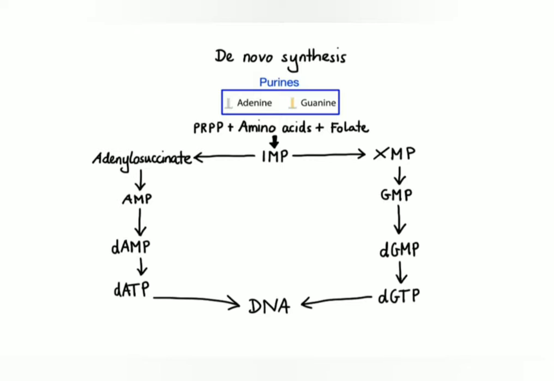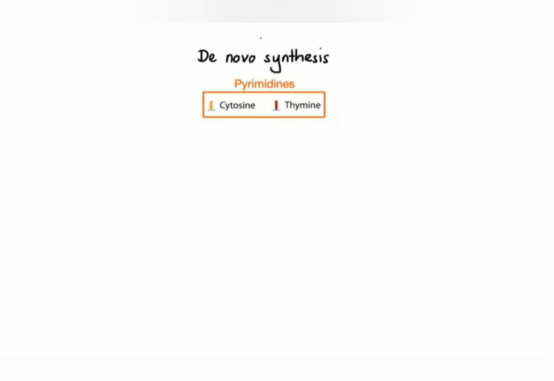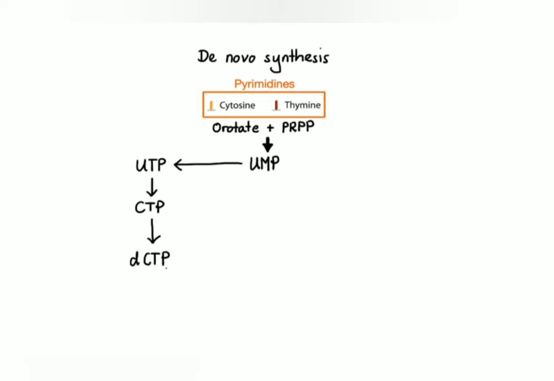Now let's take a look at the synthesis of pyrimidines. So unlike purine synthesis, pyrimidine synthesis begins with the formation of a nitrogenous base called orotate, which combines with phosphoribosyl pyrophosphate to form uridine monophosphate, UMP for short. As a branch point in pyrimidine synthesis, UMP can be phosphorylated to uridine triphosphate, UTP for short, aminated to cytidine triphosphate, CTP for short, and then reduced to deoxy-CTP, which is incorporated into DNA.